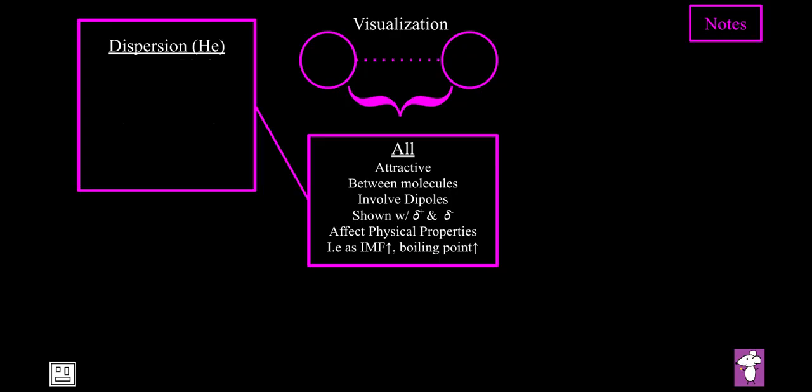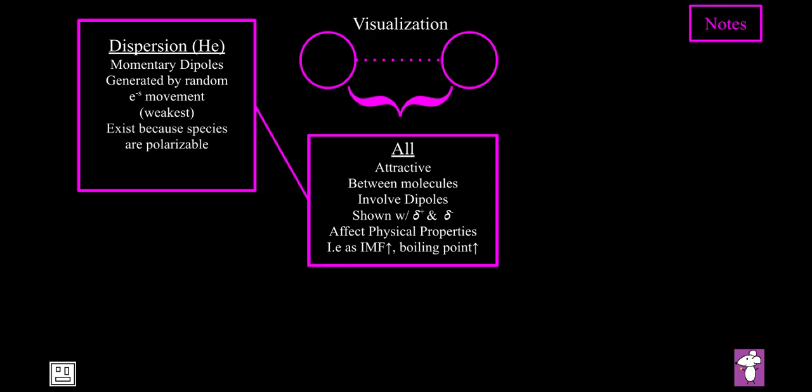The first one was dispersion. That's the one formed by the random movement of electrons. It has momentary dipoles, meaning they come and go. These are generally considered the weakest of them. They exist because species are polarizable, meaning you can make these areas of negative or positive that can come and go and change location. And for all molecules, they exist.